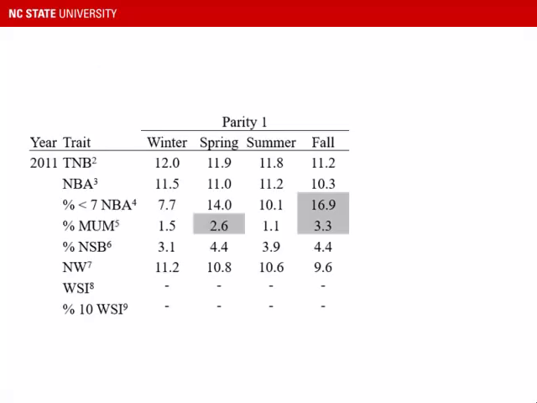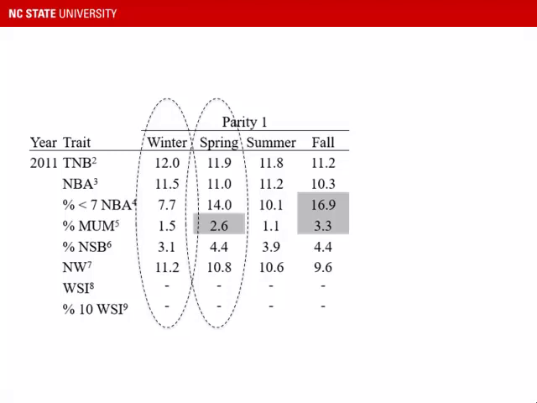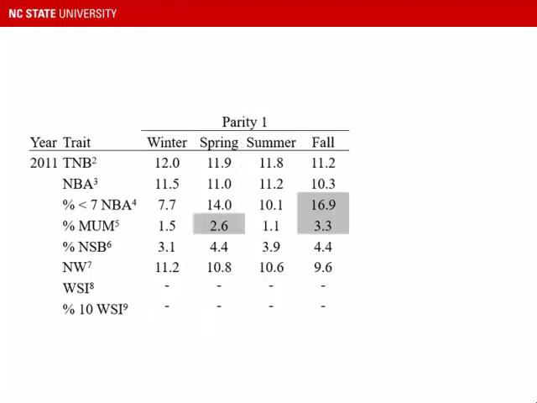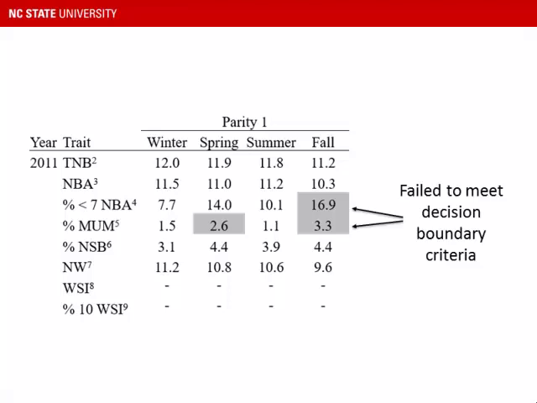So here's a small subset of what the data from the contemporary groups looked like. Here we have 4 different contemporary groups of sows all from the same farm that farrowed in 2011, in their first parity. These values represent the averages for the contemporary group for each trait listed, and the highlighted values are those that failed to meet the decision boundary criteria.